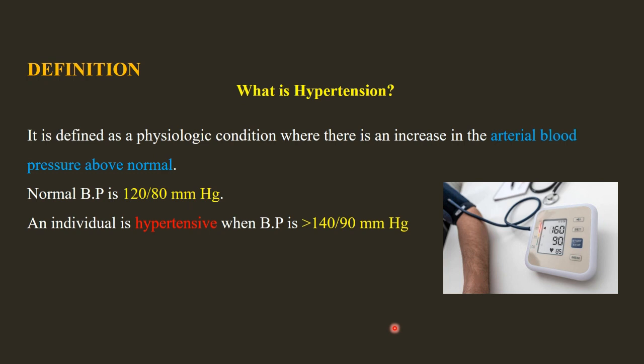Hypertension is a physiologic condition where there is an increase in the arterial blood pressure above normal. So, what is normal blood pressure? Normal blood pressure is 120 by 80 mmHg. Any individual is said to be hypertensive when the blood pressure is above 140 by 90 mmHg.